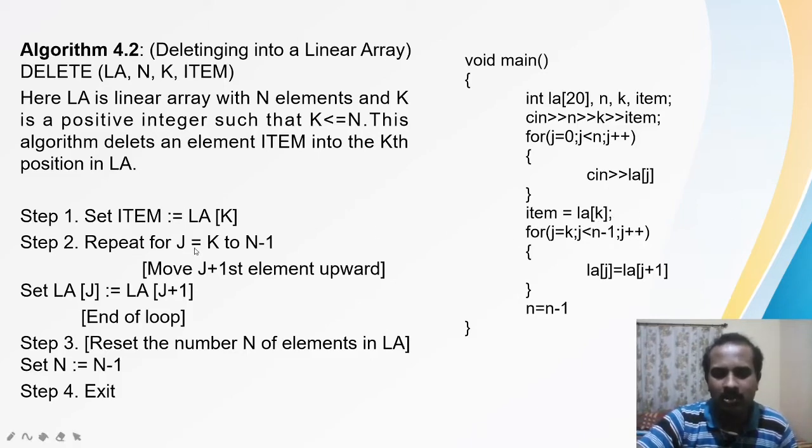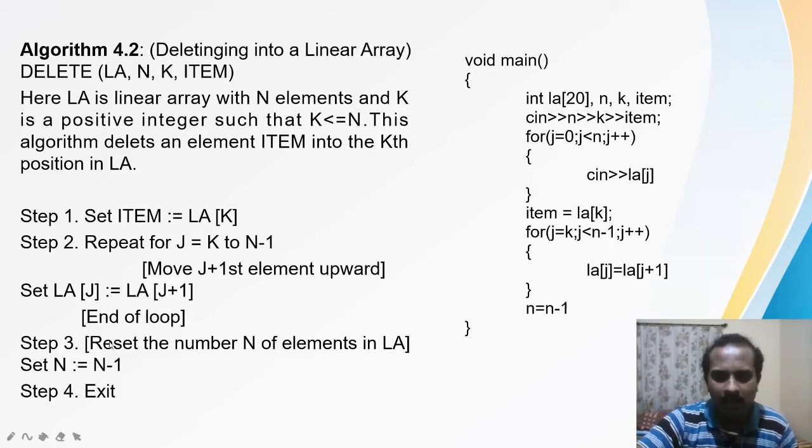Now repeat for j equal to k to n minus 1. So I am having the for condition. I am applying that: for j equal to k, j lesser than n minus 1, j plus plus. Why am I making one more decrement? Because it is going to start from 0 to n minus 1. So I am making one more decrement here: j lesser than n minus 1, or j lesser than or equal to n minus 2. Now j plus plus, LA of j is equal to LA of j plus 1.